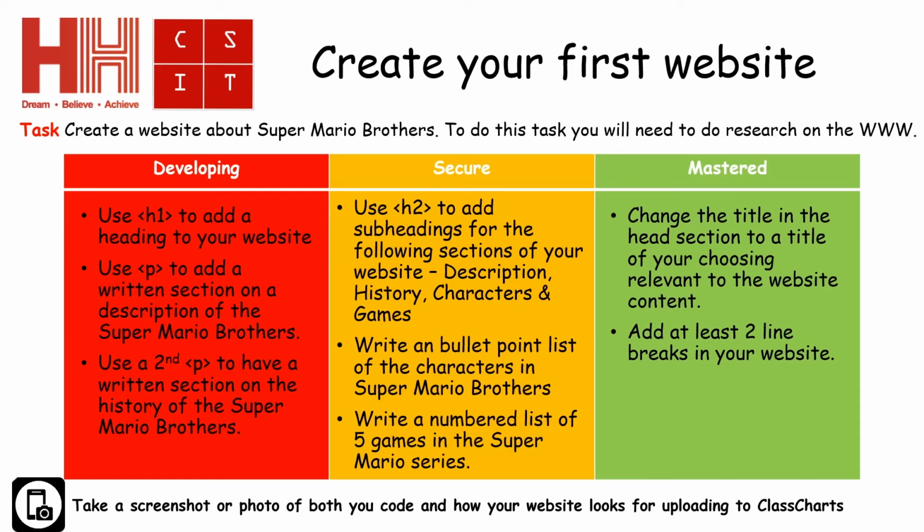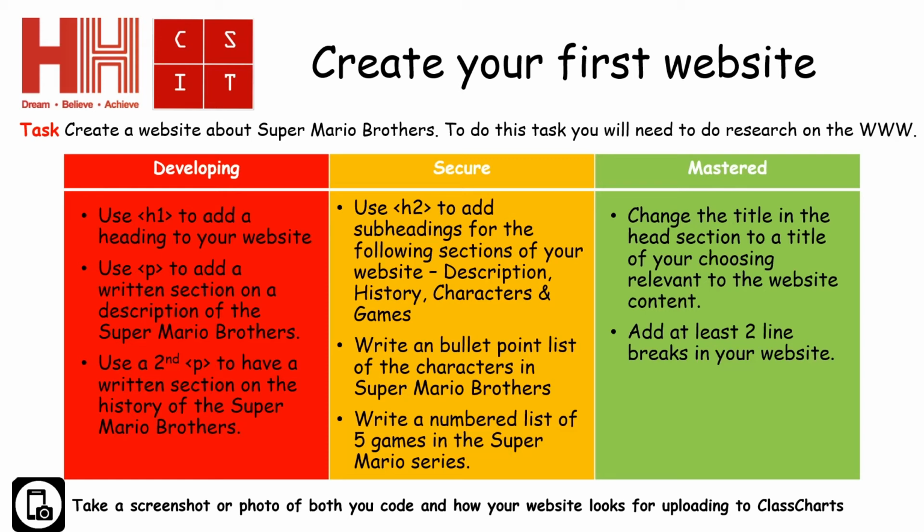We're then going to ask you to use a P tag to add a written section on the description of the Super Mario Brothers. This is where your research will come in useful, so you can find out all about them. You're then going to use a second P tag to have a written section on the history of the Super Mario Brothers.